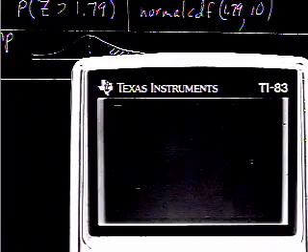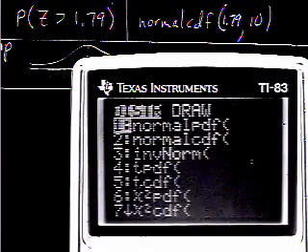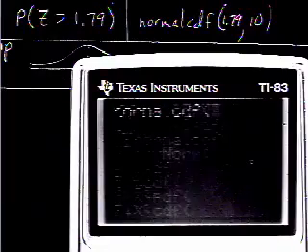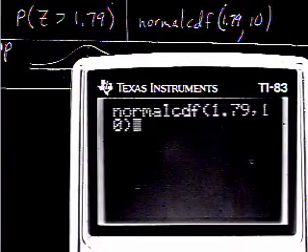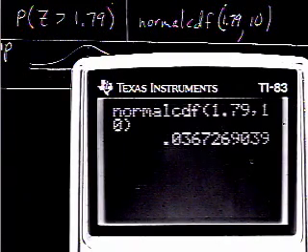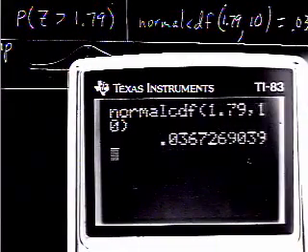Second, distribution, normal CDF, 1.79, comma, 10, comma, parenthesis. There is a 3.7% chance. 0.037.